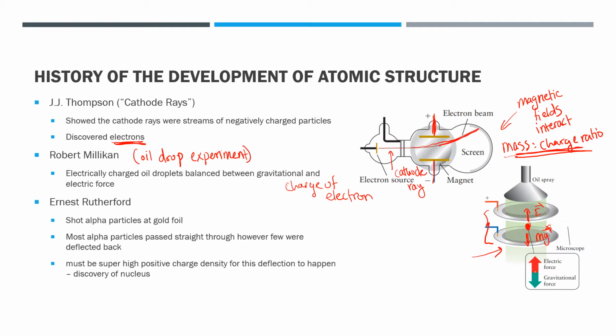The last huge discovery was by Rutherford, and this is his famous gold foil experiment. He was the one who discovered the nucleus, basically, and this was a really important discovery because before him, scientists thought that the atom looked like plum pudding, where there was a sea of positive charges, and the plums were like the electrons. The electrons were floating in the sea of positive charges.